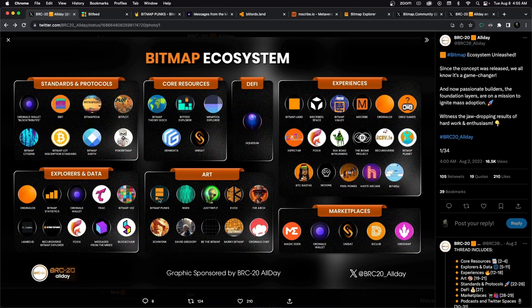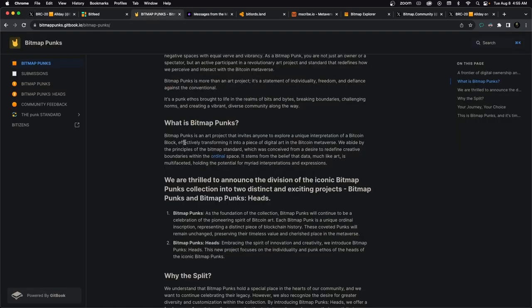You also have art projects like Bitmap Punks, which is a platform that has a collection of all the bitmaps that look like punks or crypto punks. Bitmap Punk is an art project that invites anyone to explore a unique interpretation of a bitmap block, effectively transforming it into a piece of digital art in the Bitcoin metaverse. But before we jump into Bitmap Punk, let's do a quick rundown of Bitfeed Live to help us get a better idea of what these punks are.